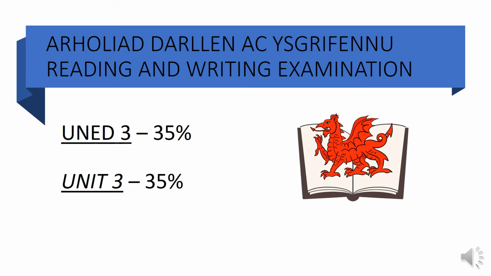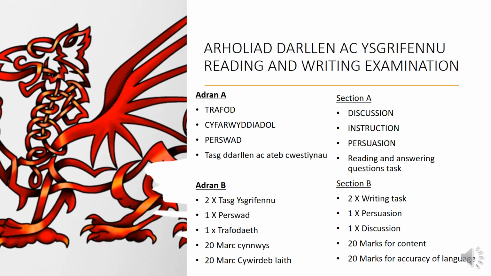Unit 3 examination is also 35%. And in this particular exam, it's a discussion, instruction and persuasion exam. The same as Unit 2, they will be reading and answering questions on set texts. But Section B has 2 writing tasks this time. One is a persuasion task and one is a discussion. There are 20 marks for content and 20 marks for accuracy of language divided between the 2.